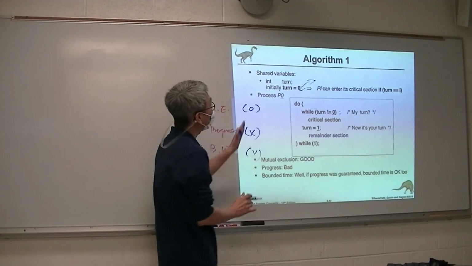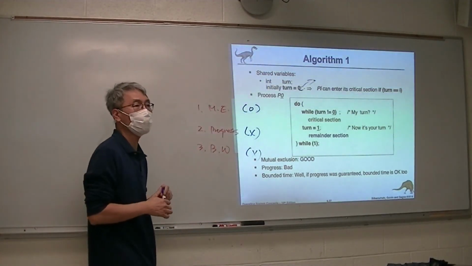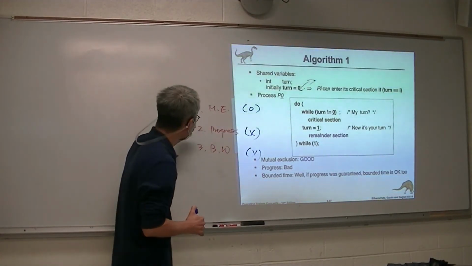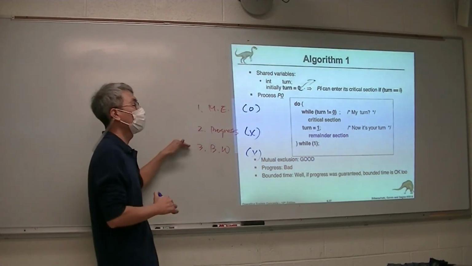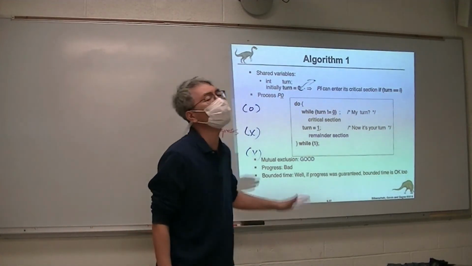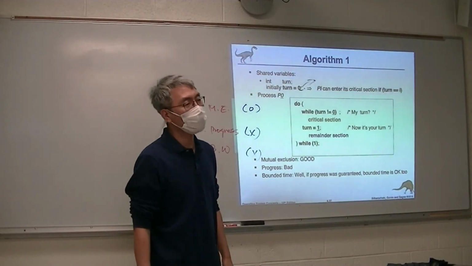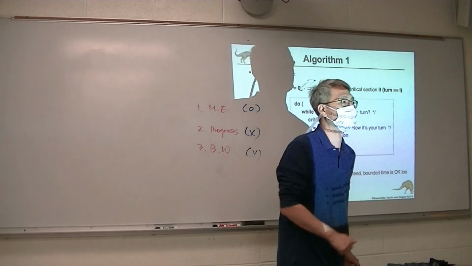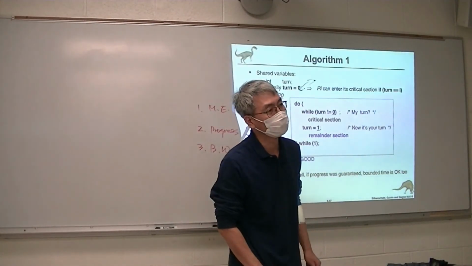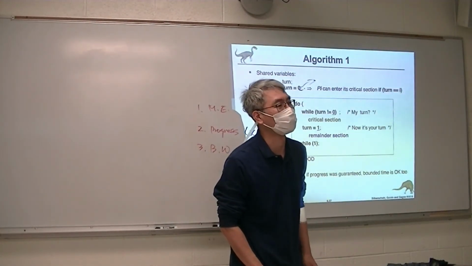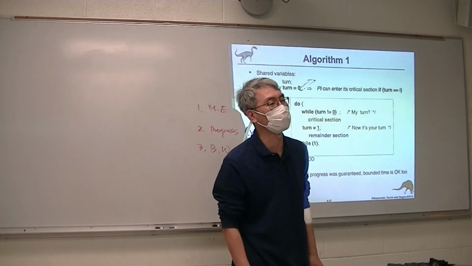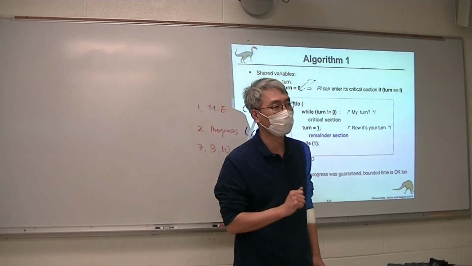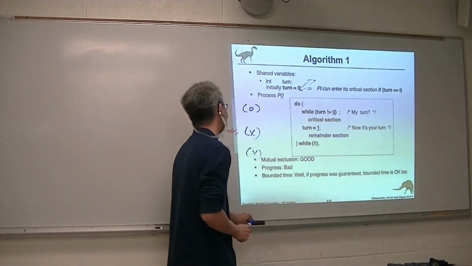So algorithm 1 looks simple, but it cannot address the progress requirement and the bounded waiting problem. It's just the simplest way of using the key. Think about it: if you lose the key, who can use the bathroom? Nobody can use it. That's the problem of using a key, a lock. Okay, so this is algorithm 1.